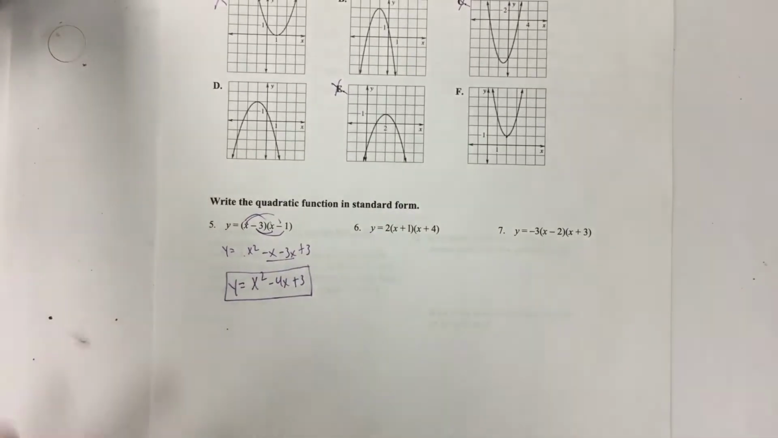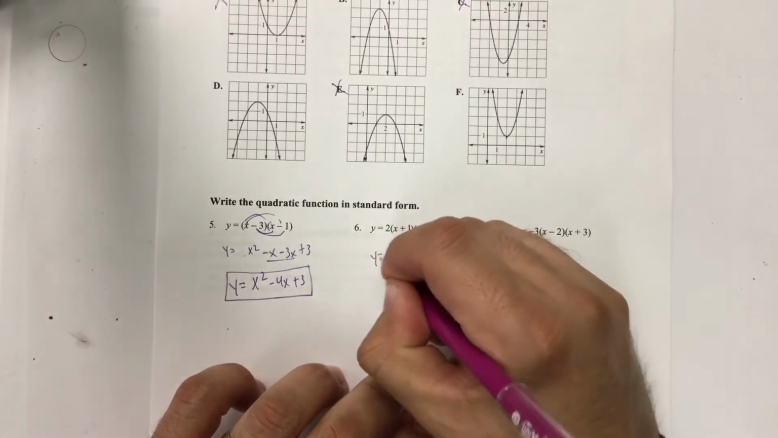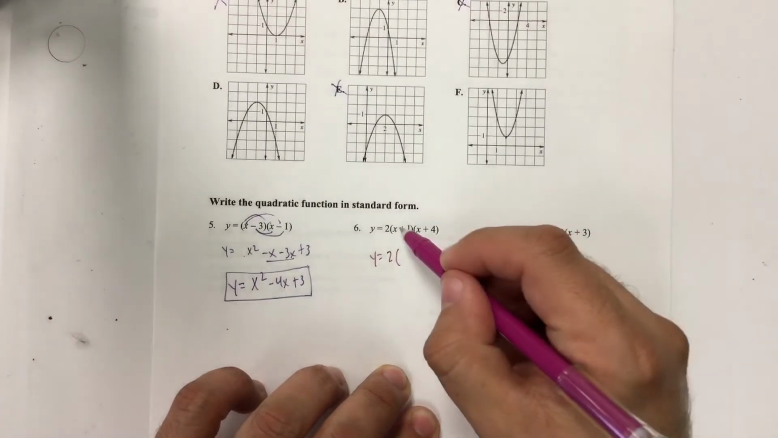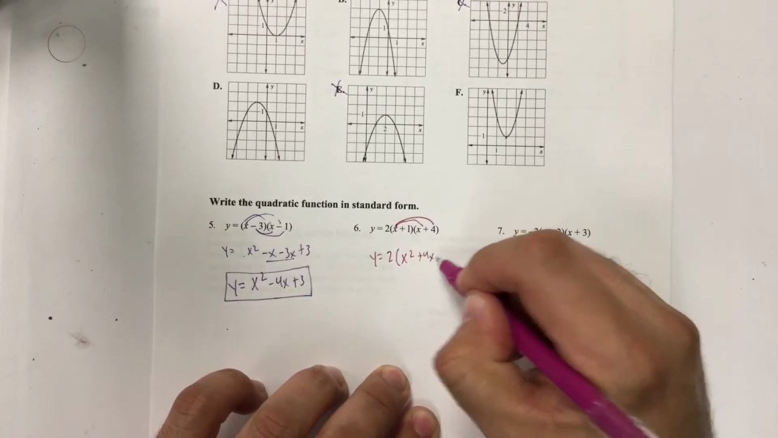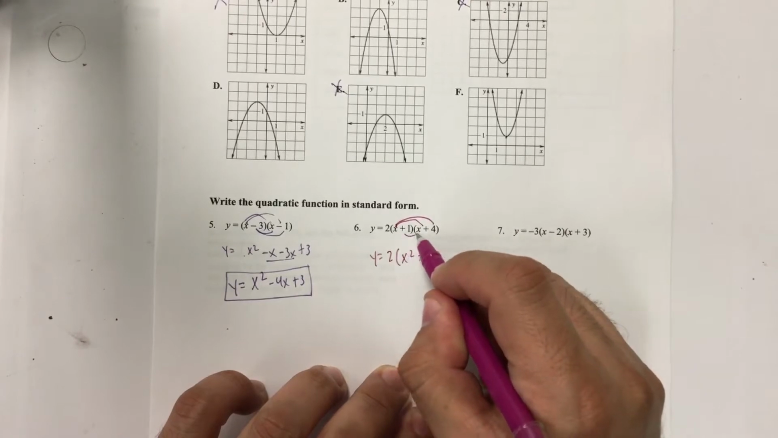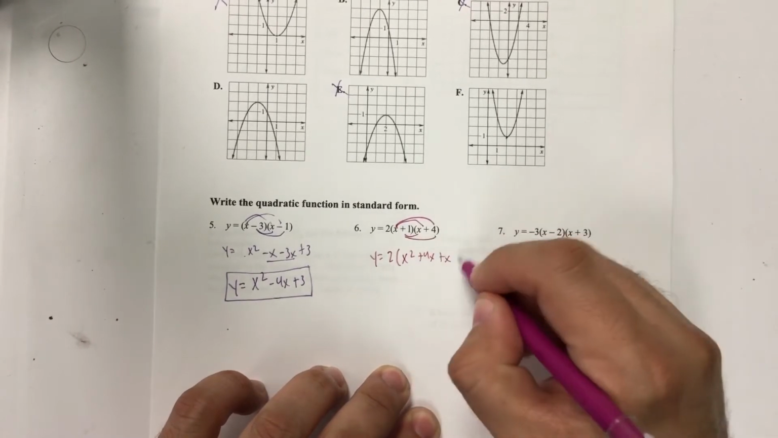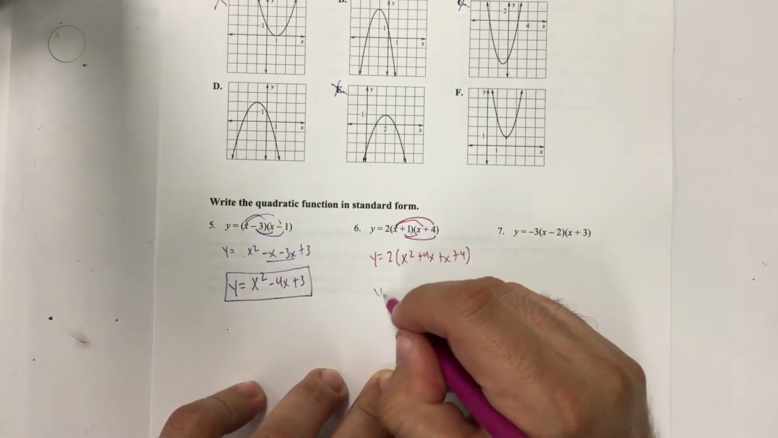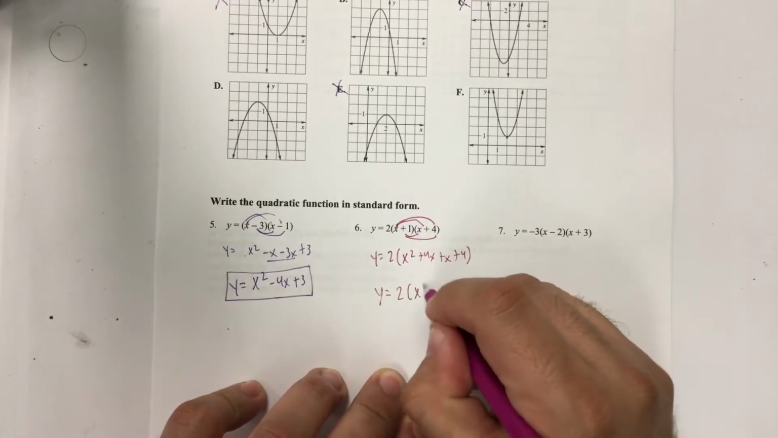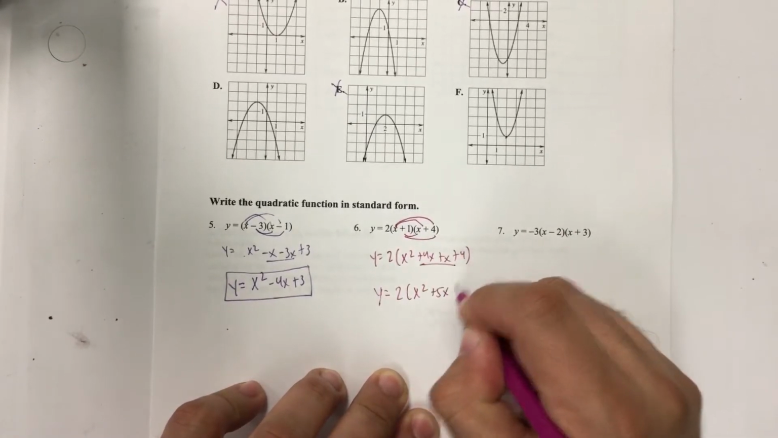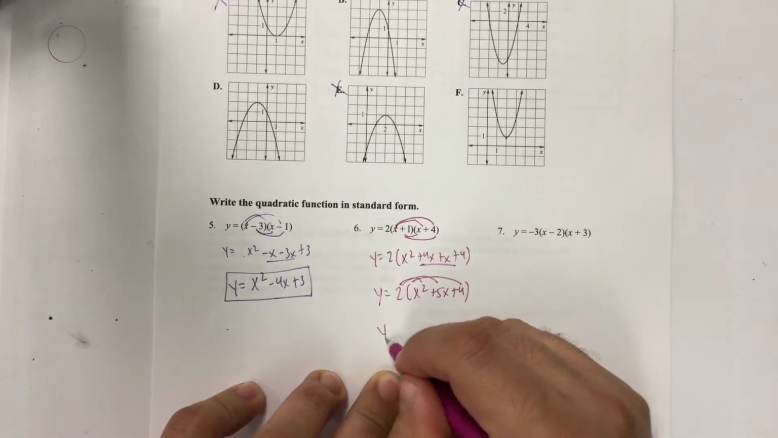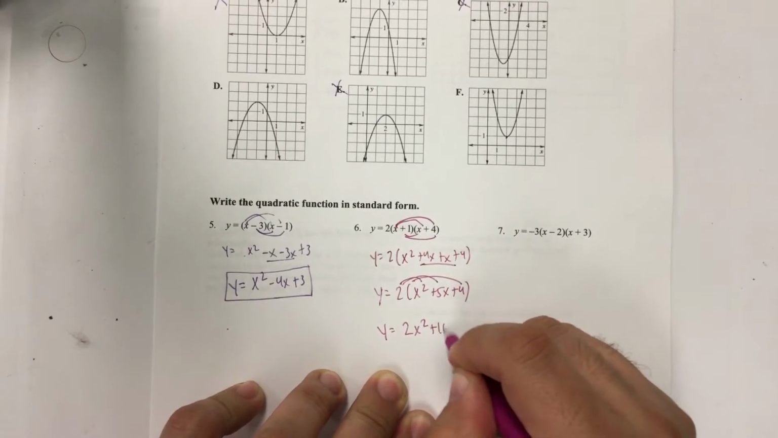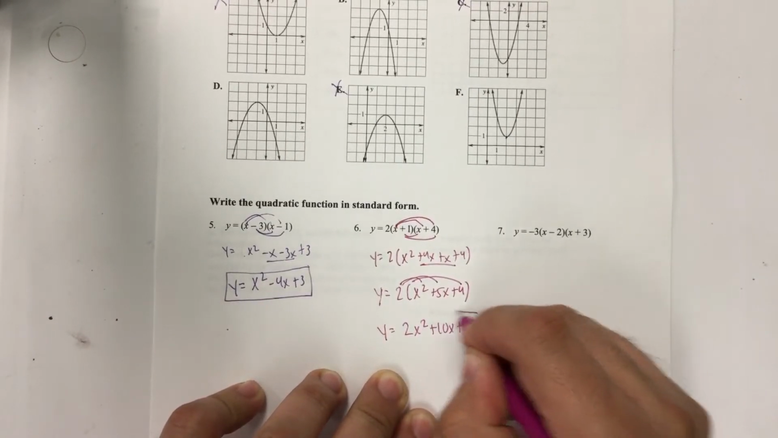Okay, for the next one, it's intercept form again. It appears all these are intercept form. So we're going to leave the 2 alone, and we're going to FOIL this out. So x times x is x squared, so we're distributing the x. X times 4 is 4x. Now we're going to distribute the second term, which is 1. 1 times x is x. 1 times 4 is 4. Now we're going to combine our like terms. X squared, this is going to be 5x, positive 4. And last, we're going to distribute this 2 across the whole thing. So 2x squared plus 10x plus 8.